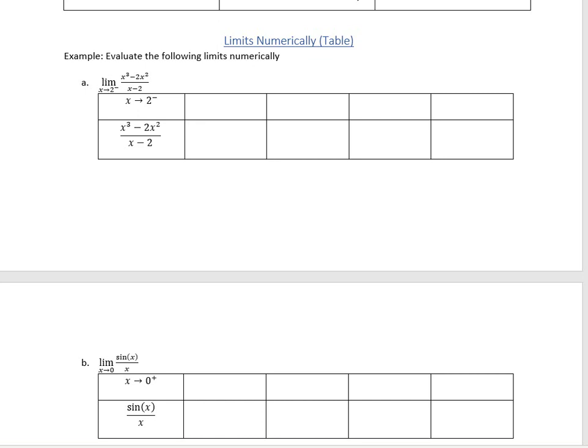If I want to look at x values less than 2, I would do values like 1.9, 1.99, 1.999, and 1.9999. We want values really close to it but not actually equal to it. You can totally plug this into your calculator and do that, that's fine. I'm going to show you guys the faster way.